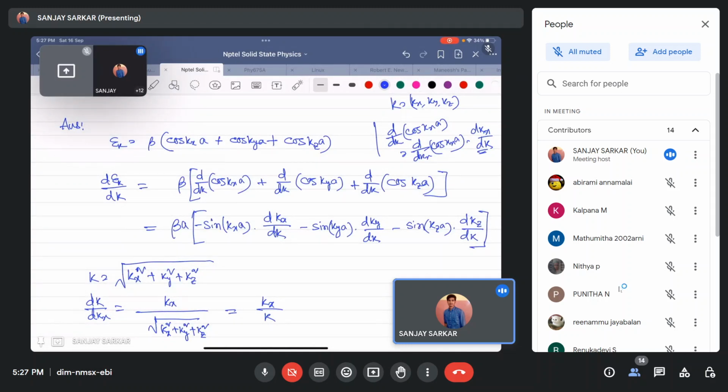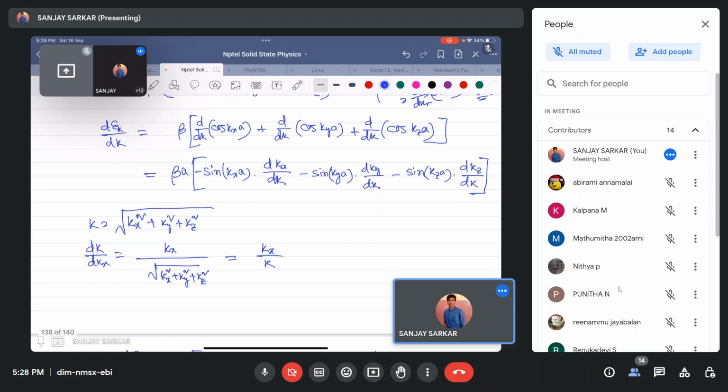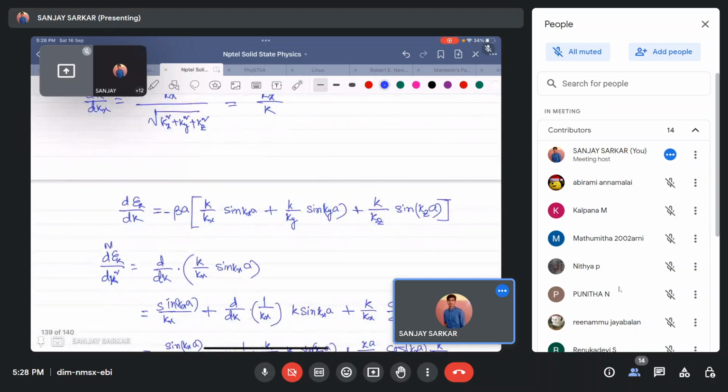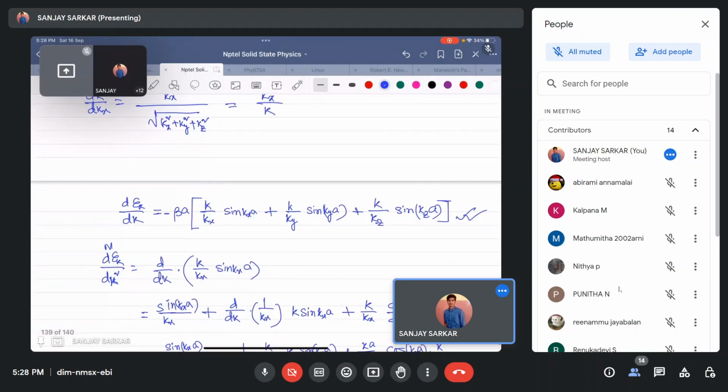So Renuka Devi, you said you got option D. Can you explain how you calculated it? Because I think I have done it from this d epsilon k by dk. Did everyone get this value, or did you get some different value? Up to this it is fine, right?